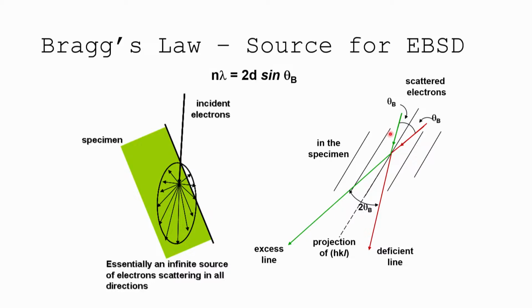Now, if this set of planes is rotated at a different angle, there will be electrons at that theta as well. If this d-spacing is different, then it requires a different theta. We have those electrons too, right? So we have electrons satisfying all thetas at the same time.